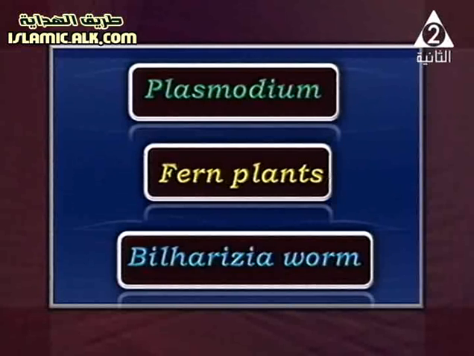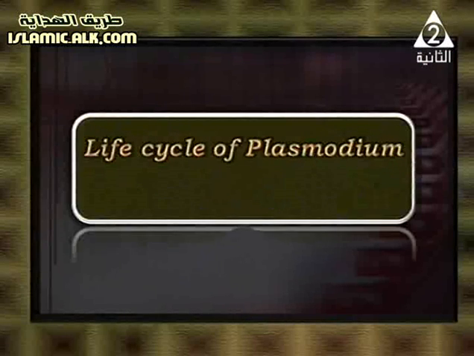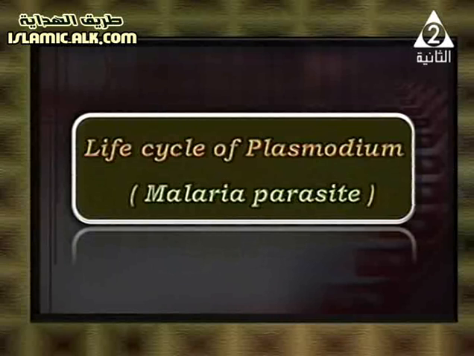Right now we need to study an example of a plant that reproduces by alternation of generation and a living organism, which is an animal, that reproduces by alternation of generation, which is plasmodium. Let's start with the life cycle of the plasmodium, or malaria parasite, which infects the female Anopheles mosquito and also the human. We have a lot of information, and I hope that you enjoy it.